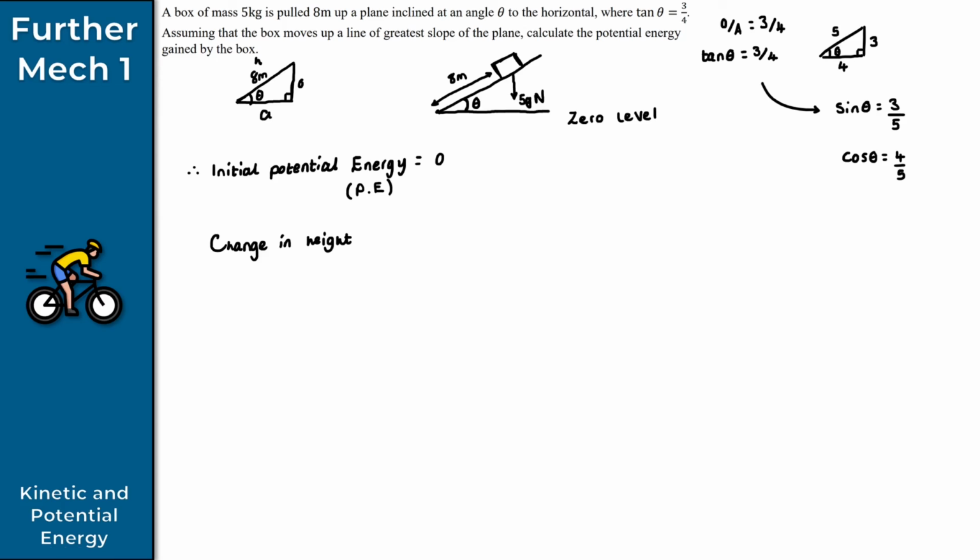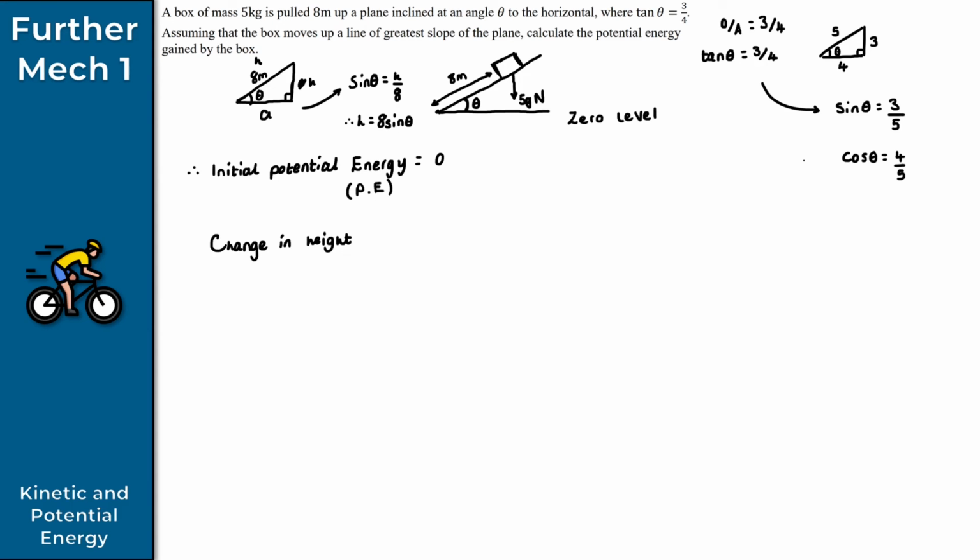So in that case, if I call this side here h, because that's what we want to know, the change in the height, from this point to this point, we evaluate that by using trigonometry. So sine theta is equal to the opposite over the hypotenuse. The opposite here is h over the hypotenuse, which is 8. So sine theta is equal to h over 8, and then rearranging for h, h here is 8 sine theta.